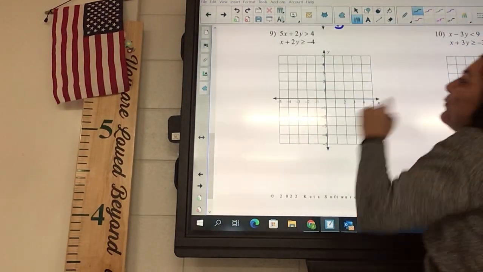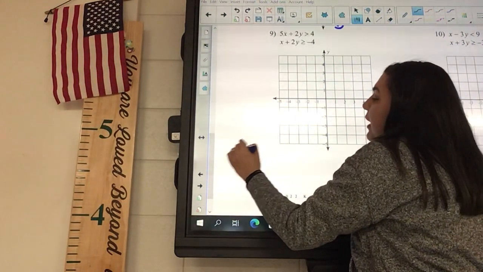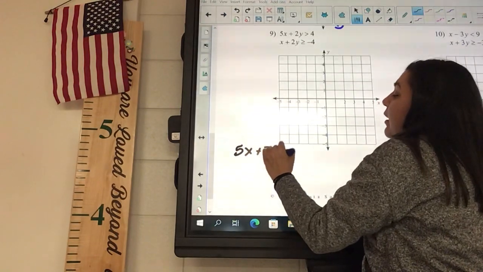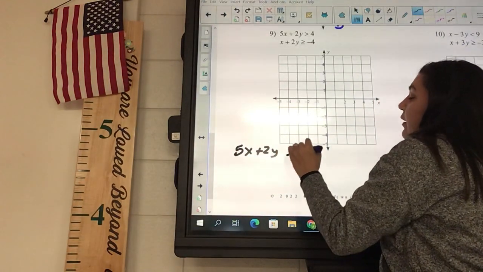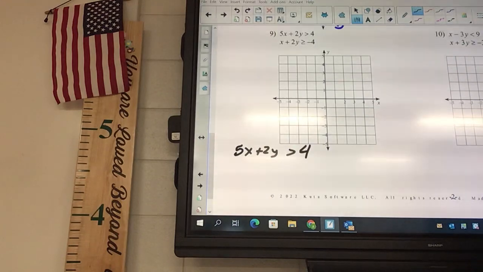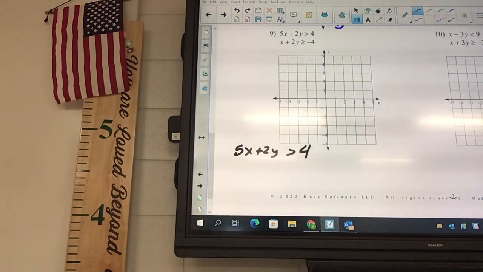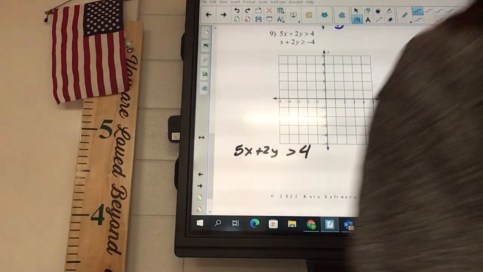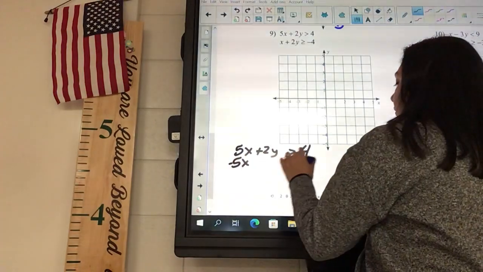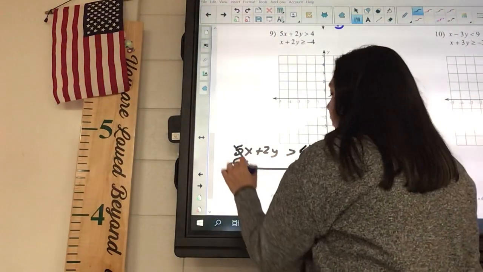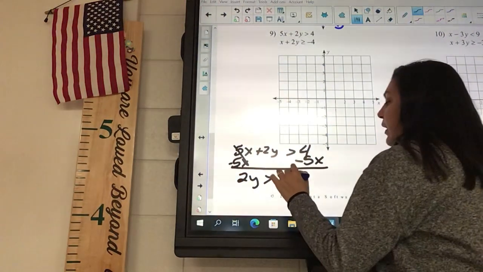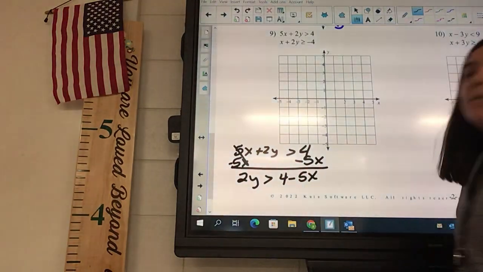Trying to. Okay, 5 or 9. We got 5x plus 2y greater than 4. What needs moved first? That 5x. Yeah. Okay, how do we move it? Subtract it. Subtract by 5x. So we're going to say minus 5x. So I got 2y is greater than 4 minus 5x.